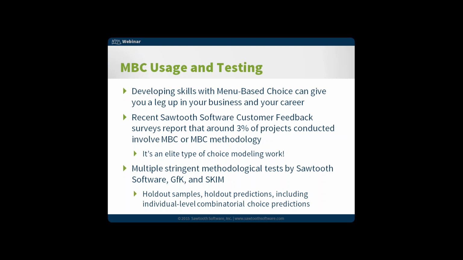Now, this stuff is relatively new, but I want to assure you that multiple stringent methodological tests have been presented at the Sawtooth Software and SKIM conferences, presented by us at Sawtooth Software, but also a number of really good analysts at GfK and also great people at SKIM. Each of these studies has been quite rigorous, involving large sample sizes, holdout tasks, holdout predictions, including not only marginal predictions of the average likelihood of picking things off the menu, but combinatorial choice predictions at the individual level, having to predict what individuals would do in terms of precisely what combination of options they would pick.